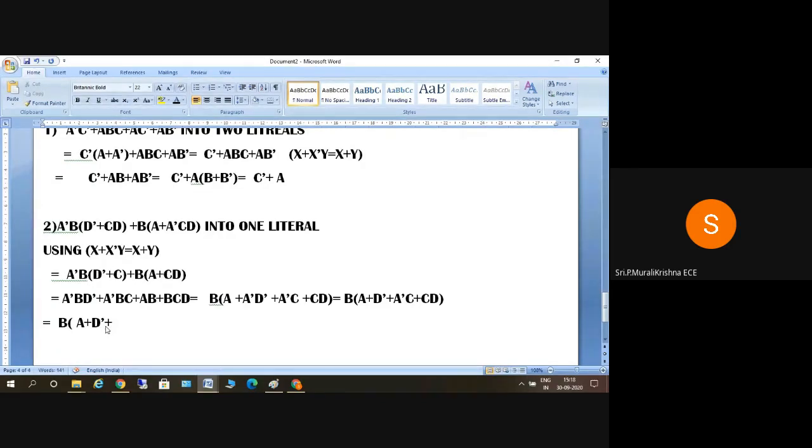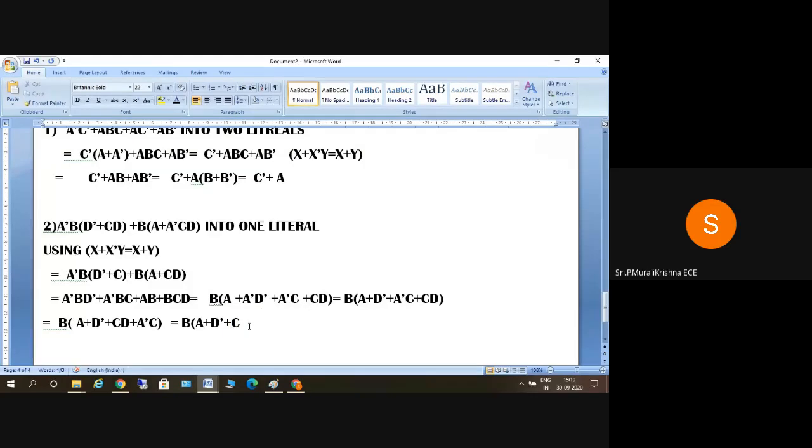Just observe this, d bar plus cd plus a bar c. So a bar c is common here. So d bar c d is x plus x bar y. So I can take this as x plus x bar y. So what can I write here? So b bar into a plus this is d bar plus c. So d bar plus c. And this is x here, this is x bar and this is y here. So x plus x bar y is equal to x plus y.